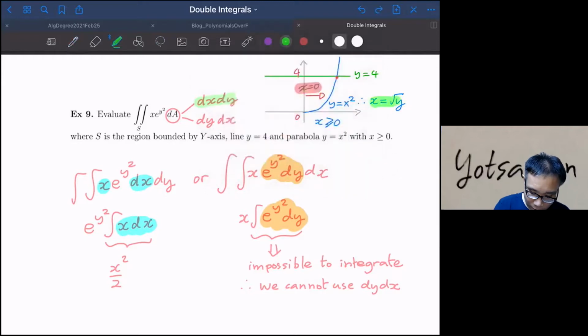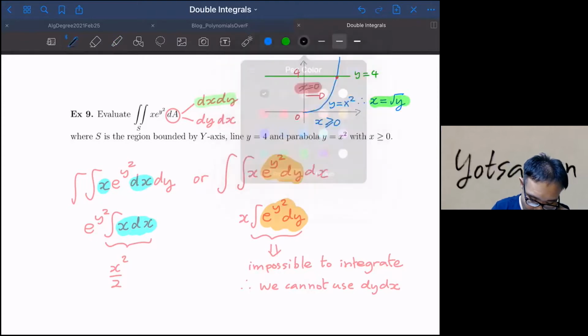What color? The green one. So you have the left curve, which is x equal to 0, and the right curve, which is x equal to root y, and the region turns out to be the region that you have bounded here. Let me use some highlight. So this one is the region that you are working on.